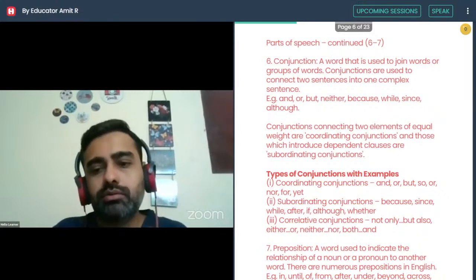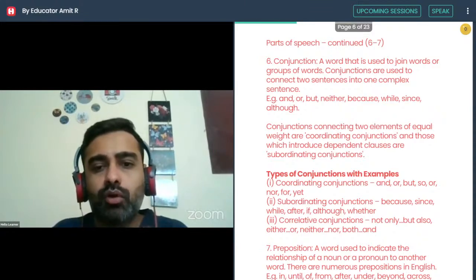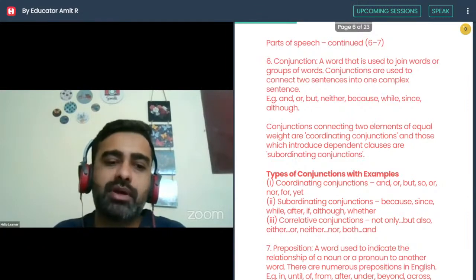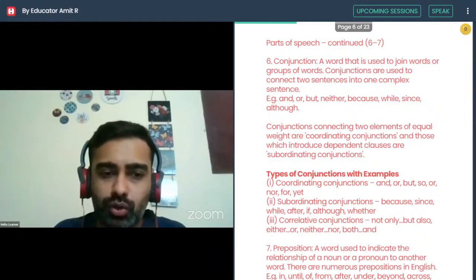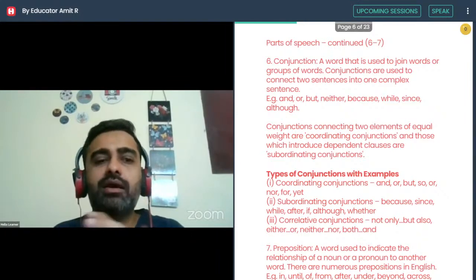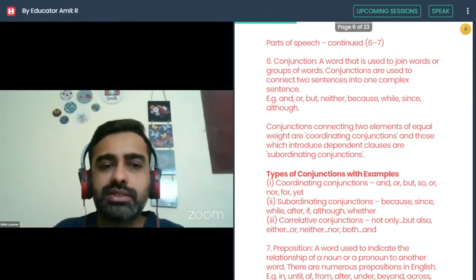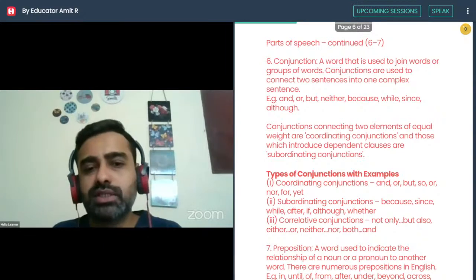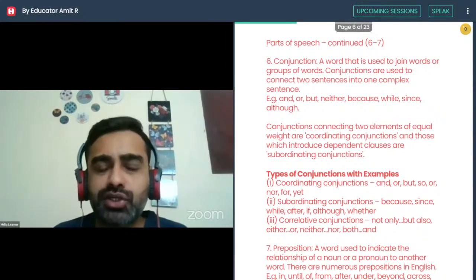So the coordinating conjunctions are the ones that have the same grammatical rank and join two independent clauses, that can stand alone as a sentence. And subordinating conjunctions are the ones that can join independent and dependent clauses as well. Basically they show a cause and effect relationship.